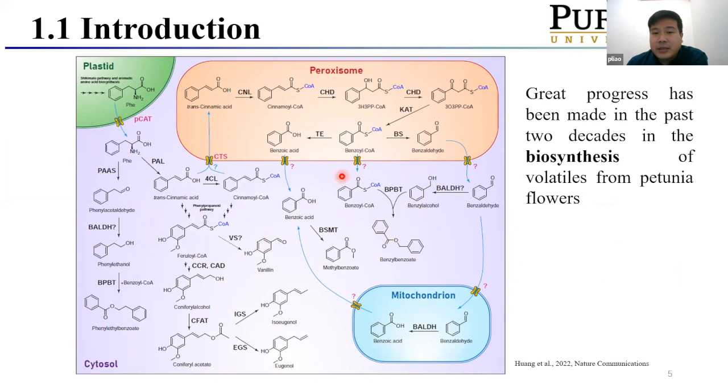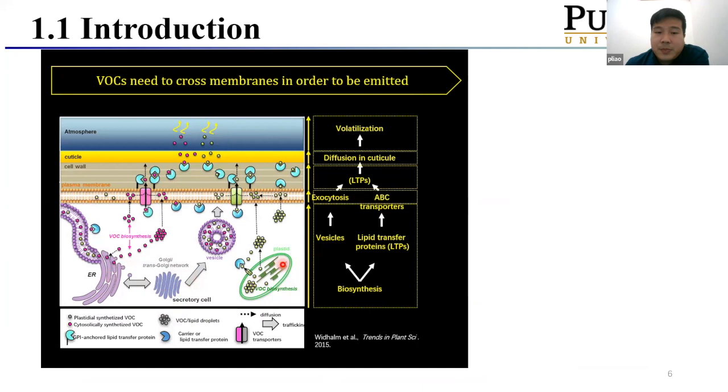Most of the genes responsible for the biosynthesis of different volatiles have already been discovered. For this kind of compounds, most of them are phenylpropanoids, or some of them are benzenoids. After the volatiles have been synthesized in the cytosol or in the plastid, they have to move from the cytosol to the plasma membrane.